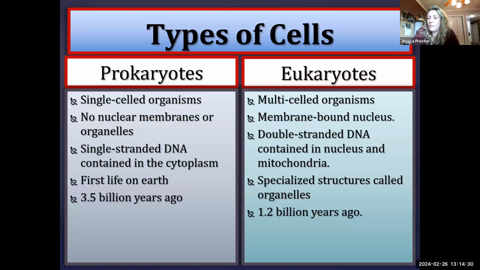And we see evidence for eukaryotic organisms going back as far as about 1.2 billion years ago. So planet itself, 4.6 billion. First prokaryotic life, 3.5 billion. First eukaryotic life, about 1.2 billion years ago.